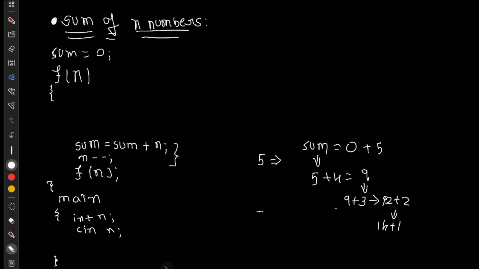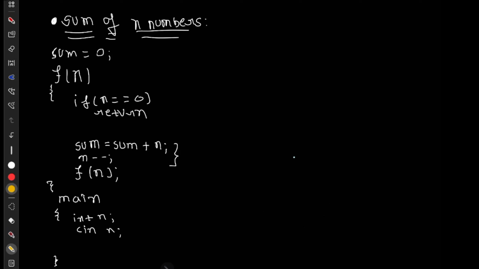And what is the base case? Base case is that when the value of n becomes 0, stop the recursion. So the base case is: if value of n is equal to 0, return. Let's take an example of n is equal to 4 and understand it in the output.